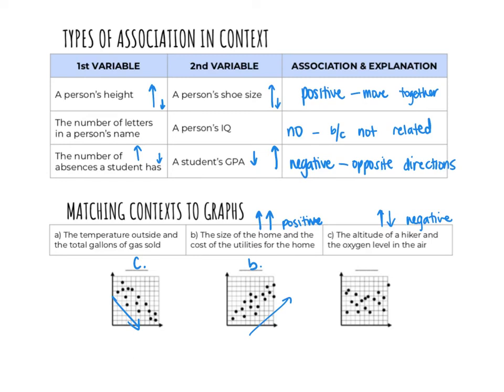Now that process of elimination leaves me with this one of A. So let's make sure that's right. I see from the graph here that there's no association. It's not trending upwards, it's not trending downwards. And I can see that in context A, those two things aren't really needed or related. The temperature outside doesn't really affect the total gallons of gas sold that day. People still need to buy gas in the wintertime.